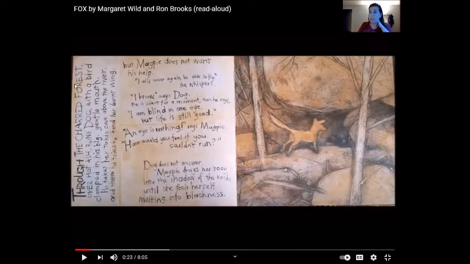So at the beginning, it says, through the charred forest over hot ash runs dog with a bird clamped in his big, gentle mouth. He takes her to his cave above the river, and there he tries to tend to her burnt wing.